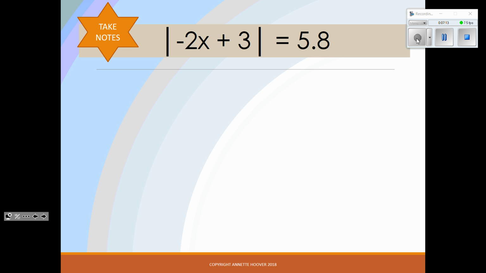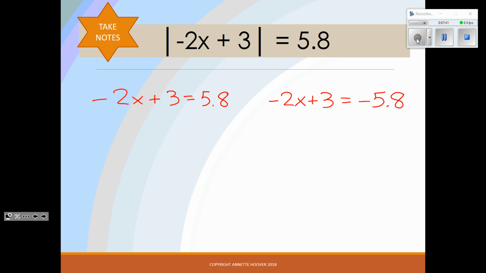Okay, here's another example. We have the absolute value of negative 2x plus 3 on the left side of the equation. It is by itself, so we're ready to set up our two equations. The first equation looks just like that one, except you drop the absolute value signs. In the second equation, what's inside the absolute value sign stays the same, and we set it equal to the opposite, which would be a negative 5 and 8/10.